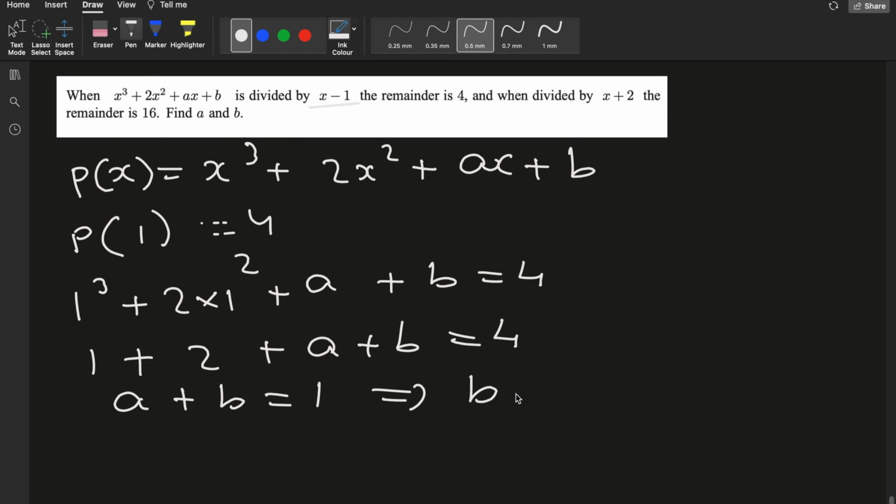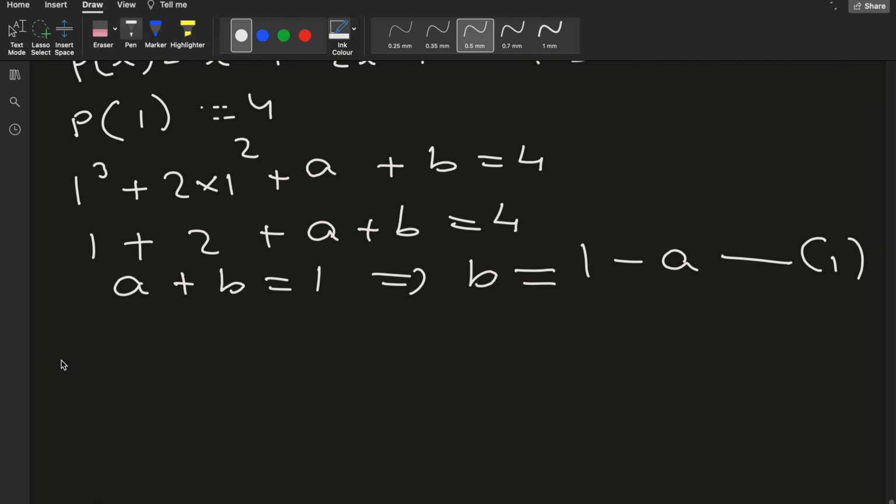So let's write this in terms of b. So b would be 1 minus a. Let's name this as equation 1. The second condition is that when the polynomial is divided by x plus 2, the remainder is 16. So that means p of minus 2 equals 16. Let's substitute the values in.